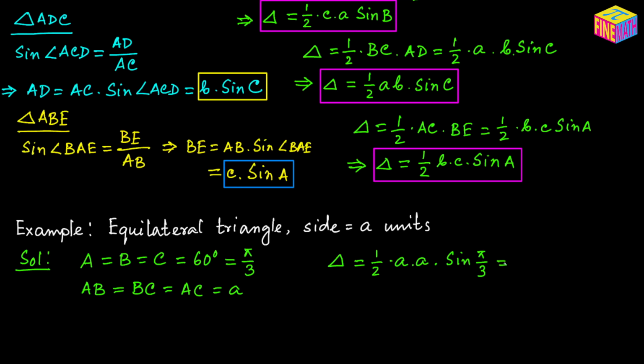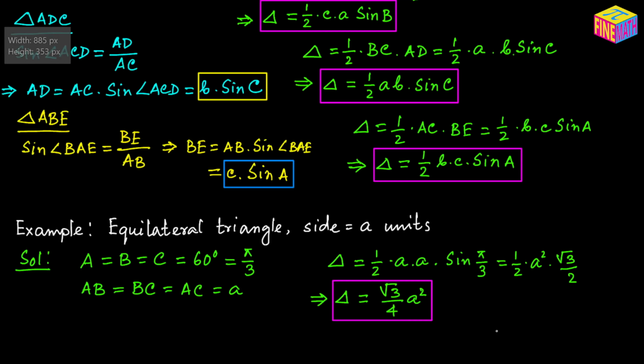And from here, this is half times a squared times, what is sine of pi over 3? Well, that is square root of 3 over 2. So we can see that the area is coming out to be half times a squared times square root of 3 over 2, that will be square root of 3 over 4 times a squared, and in fact that is the area of an equilateral triangle where a is the side length. So it looks like our formula is working. Even for an equilateral triangle we are able to prove that yes, the formula is working.